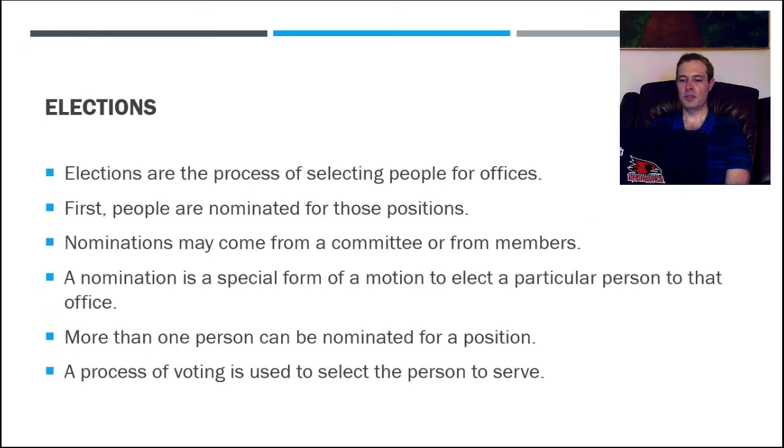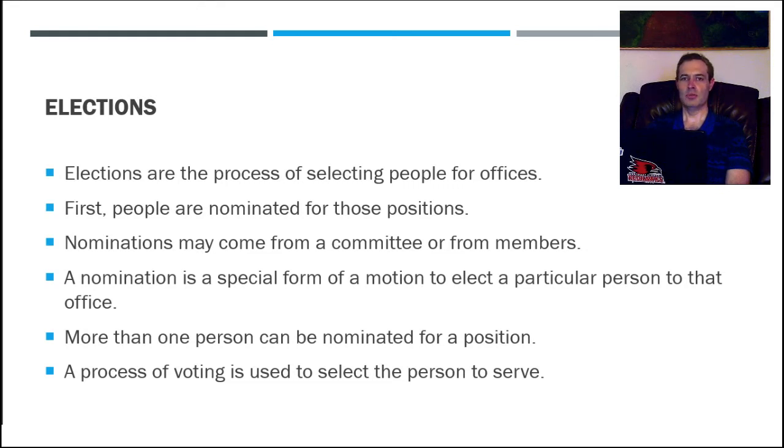Then we look at the case for elections. Elections are the process of electing people for offices. First, people are nominated for those positions. Nomination may come from a committee or from members. So they would come from the floor.